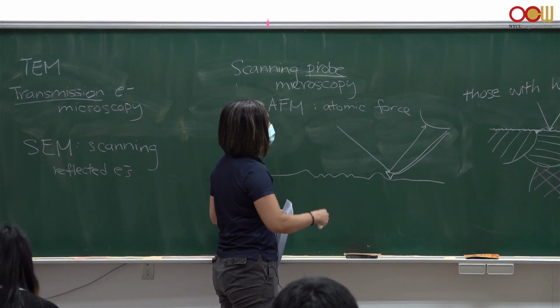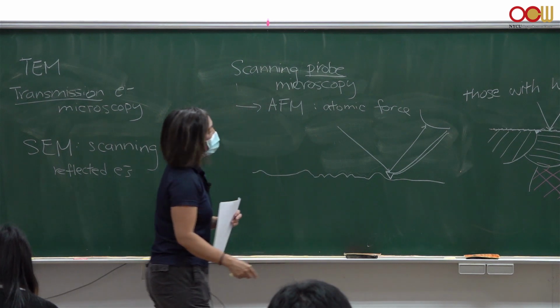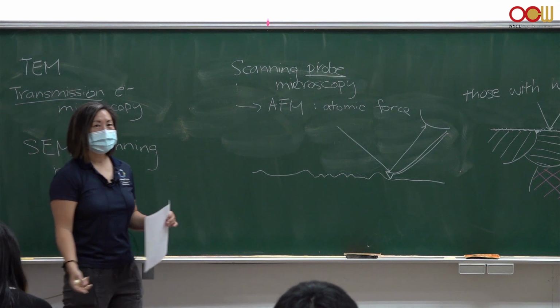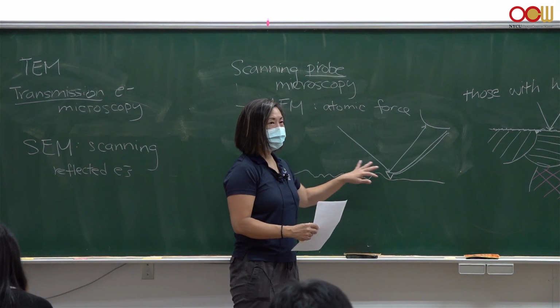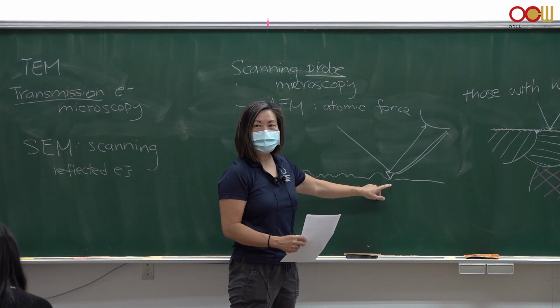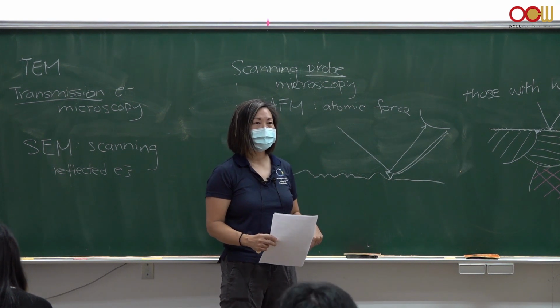So that's called the atomic force microscope. Something that's very interesting about the atomic force microscope is that not only can it look at the surface, they can also functionalize the tip of that probe.